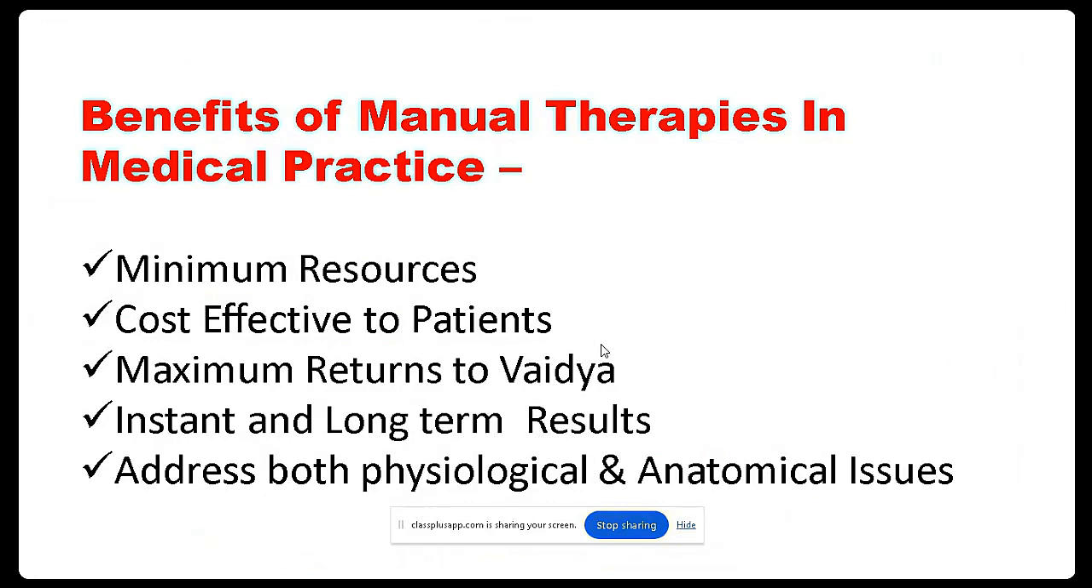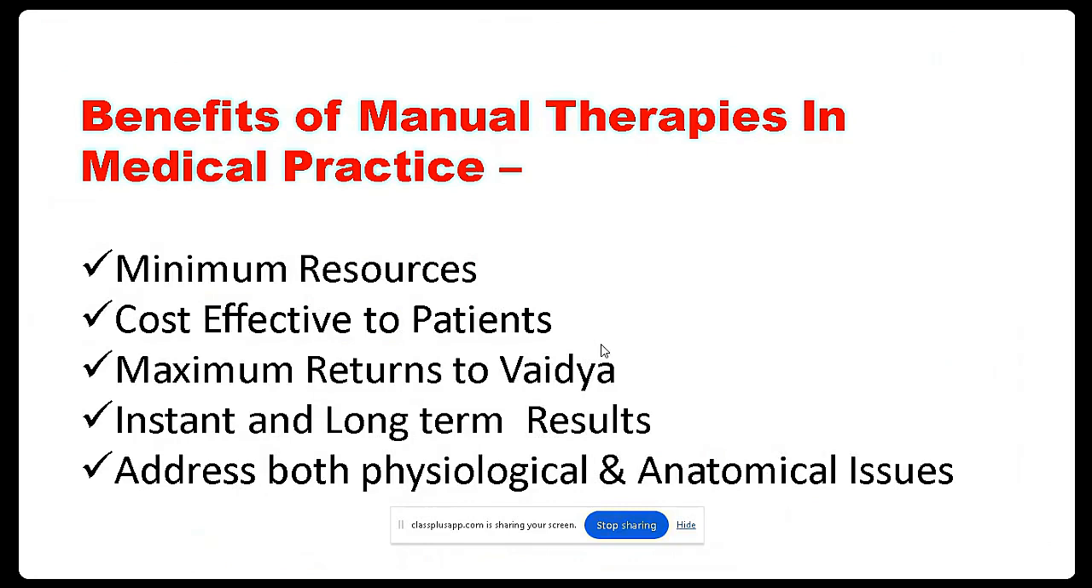Then most of the time, soft tissue mobilization, or soft tissue injuries which are superficial, can produce instant and long-term results with the help of manual therapies. The manual therapies, we are going to see in the upcoming part.